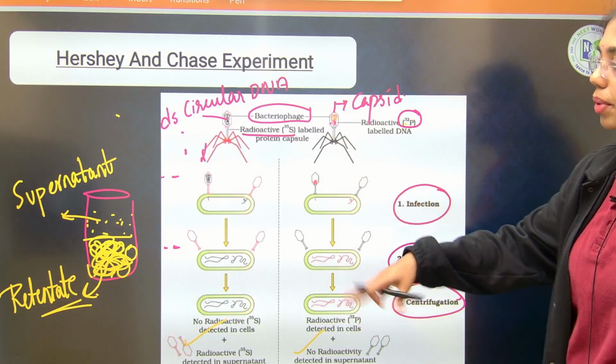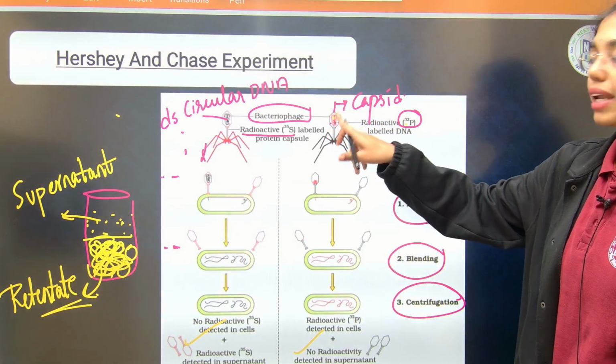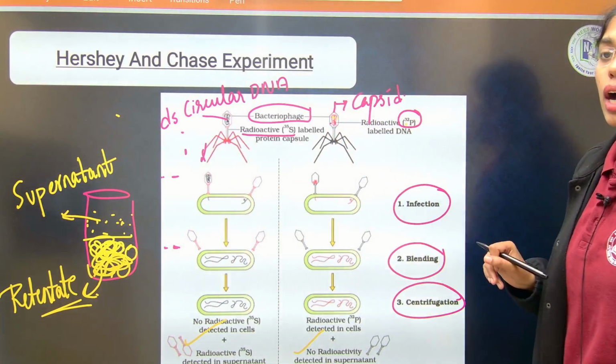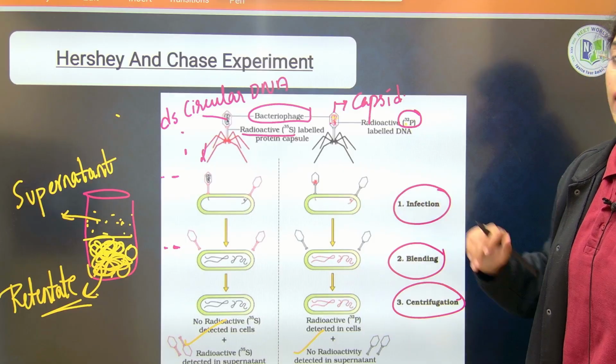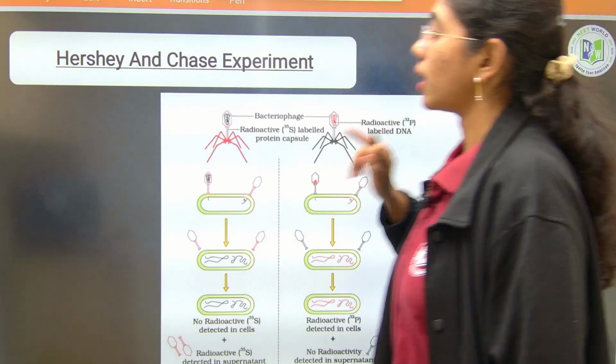And proteins will be present in the supernatant, dispersed out. So DNA is transferred to the next generation or to the organism. That is proved by the Hershey and Chase experiment. Next.